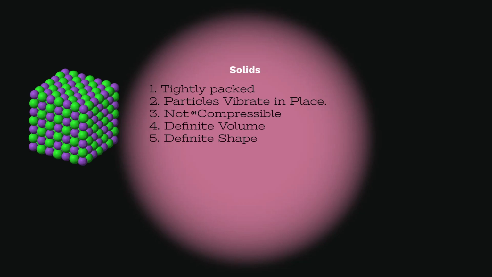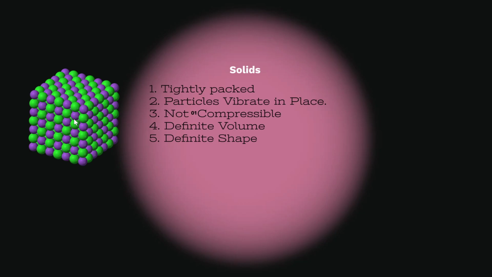Another thing that adds to the fact that they don't have a lot of space is that they are not compressible. Since there's no space in between here, you really can't press on this object and make it any smaller because there's not a lot of room there to press it. Another function of this is that there is a definite volume to all solids, and they all have a definite shape. The shape of a solid doesn't change depending on what type of container you put it in.